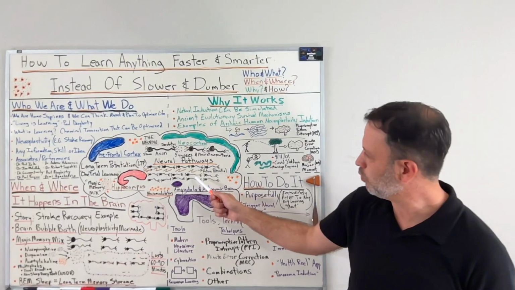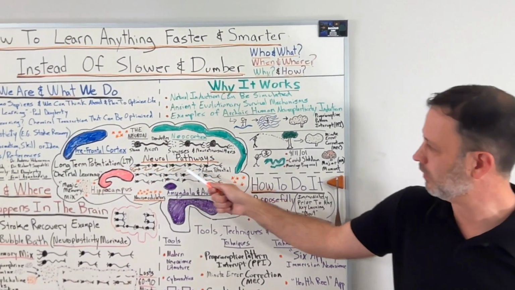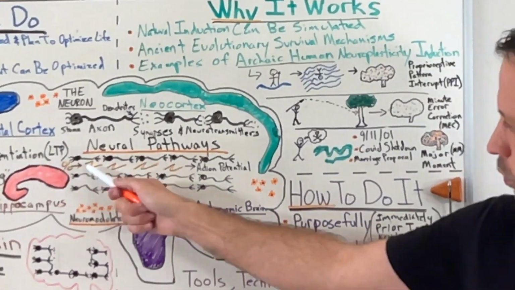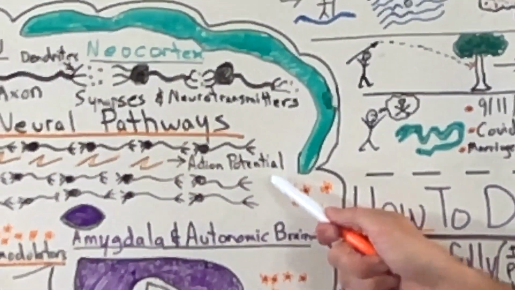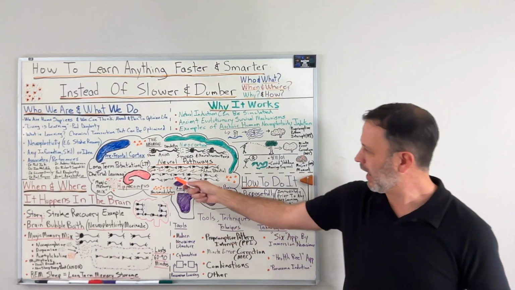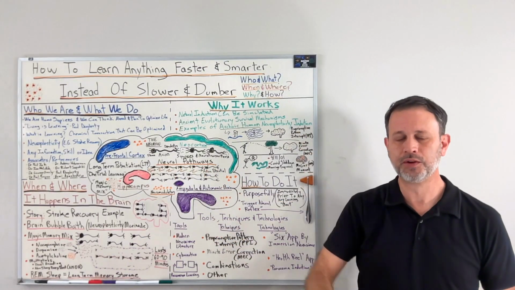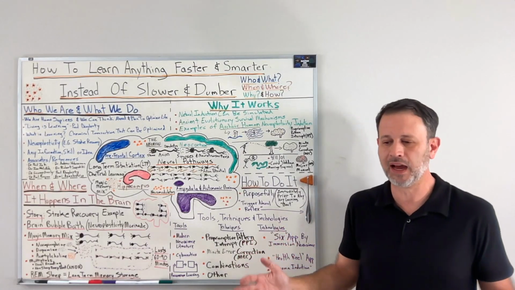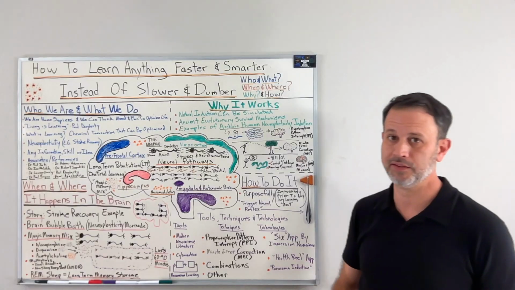The way that you know how strong that pathway is, is how quickly the message sends. And the quickness with which that electrical message sends is called the action potential. And if you have a high action potential, that means that you can recall things fast. They're right there. You might have heard it called muscle memory. It's not. It's neural pathways that are well formed.